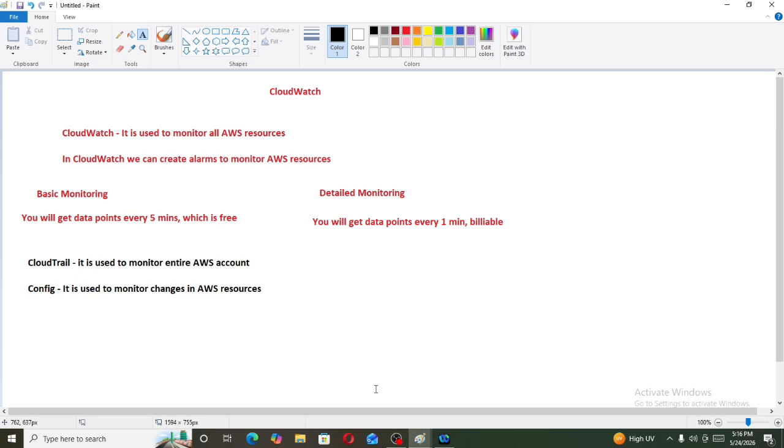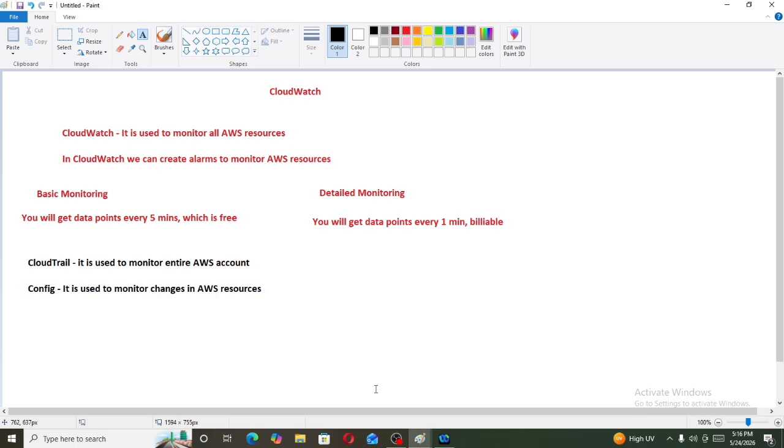There are two types of monitoring in CloudWatch: basic monitoring and detailed monitoring. In basic monitoring, you will get data points every 5 minutes, which is free. Data points means it is one type of graph only. In detailed monitoring, you will get data points every 1 minute, but it is billable.